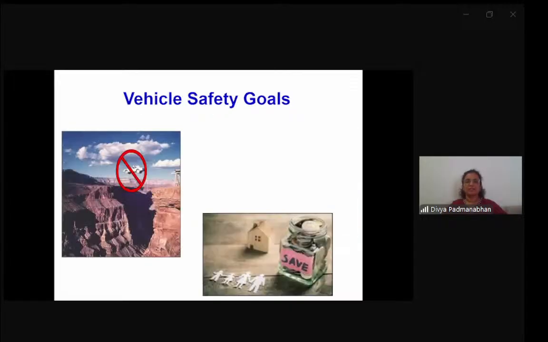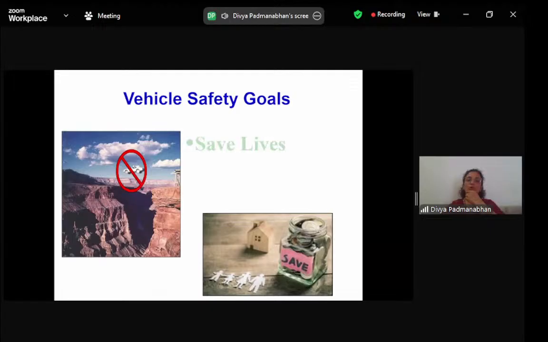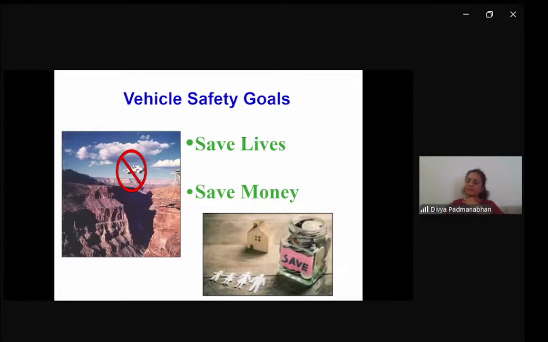If any of you has got any more queries about what all things we would be looking at, you can come and meet me personally, or you can drop a mail. Either way, it's fine. So the primary goal of vehicle safety is to save lives. Again, I repeat, save lives, because it is very, very clear.